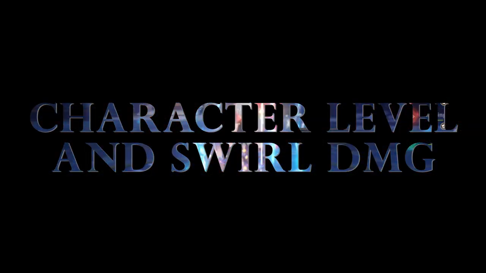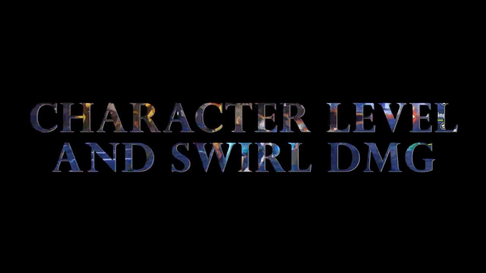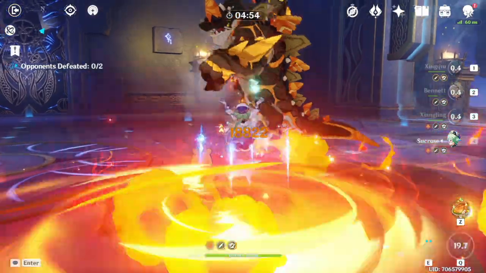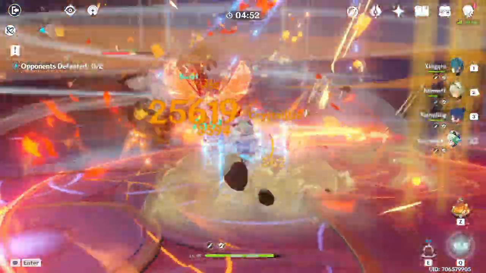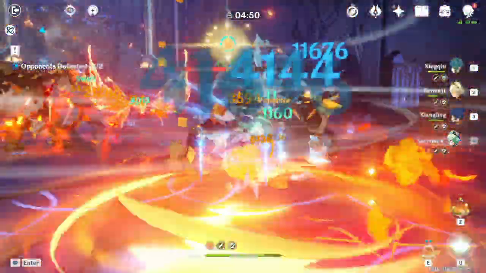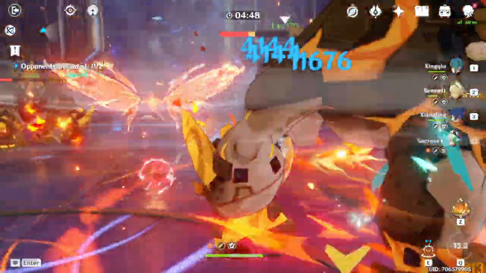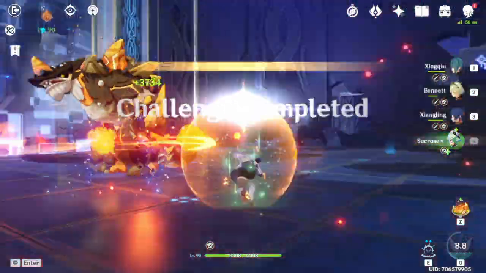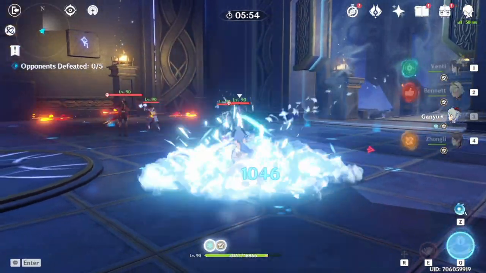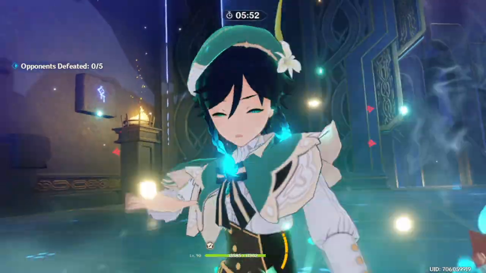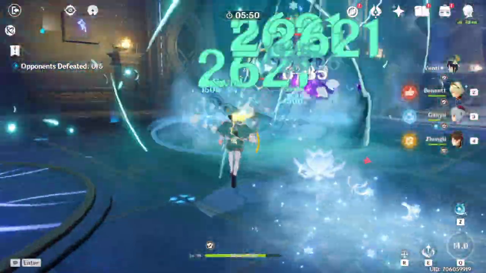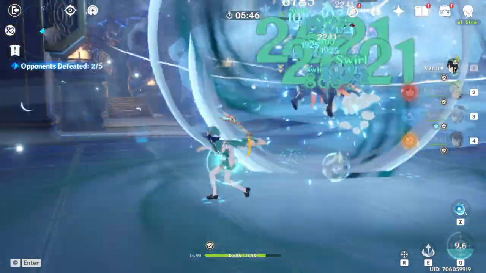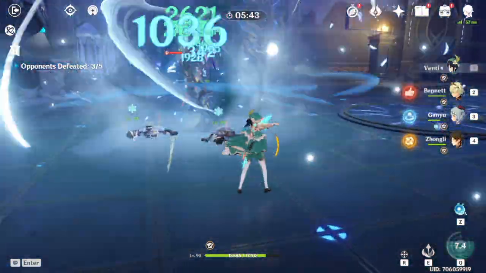Another thing I have to say: leveling your character is important for swirl damage. You need to level your character to level 90, since all transformative reaction based damage depends on the character level. That means maxing your character level will max your swirl based damage. I know you heard a lot of people saying leveling a character over level 80 is not beneficial and not worth it, but trust me, in this case it's really important.